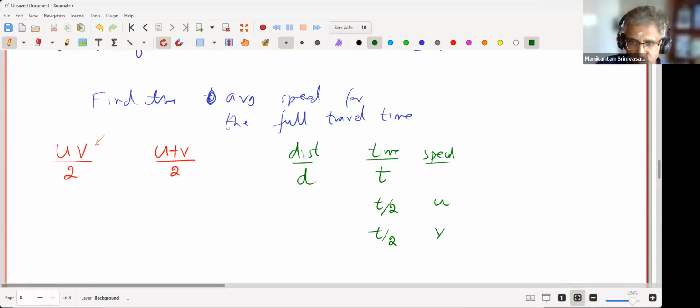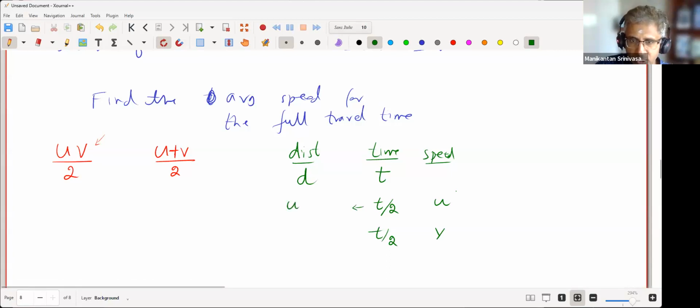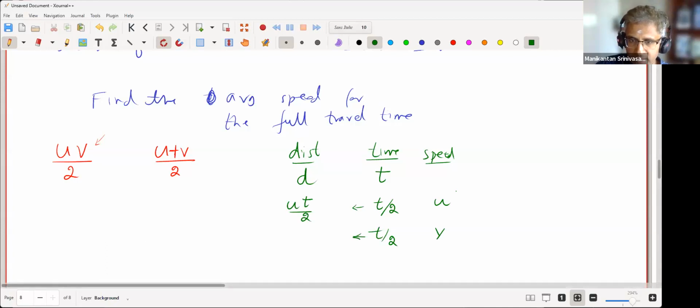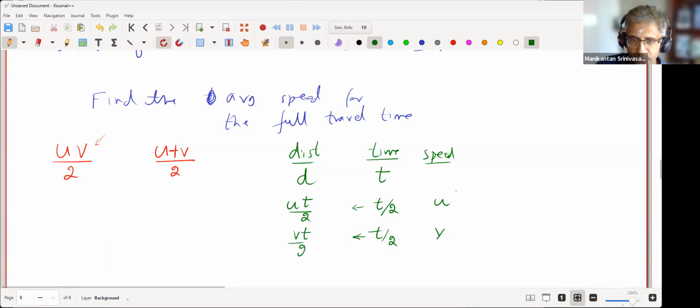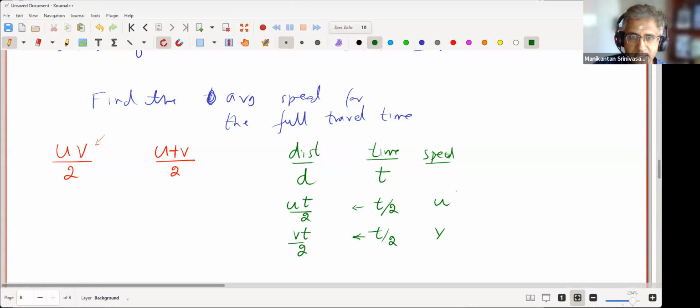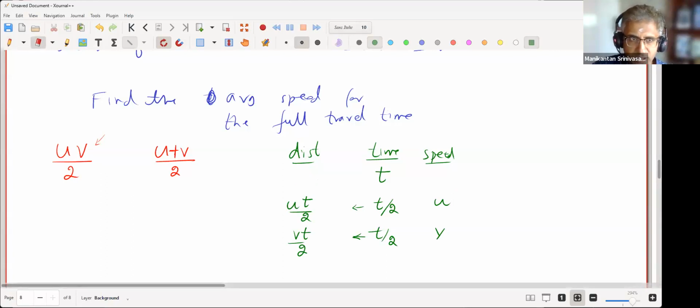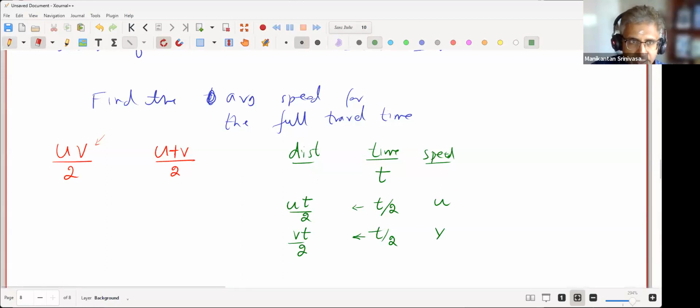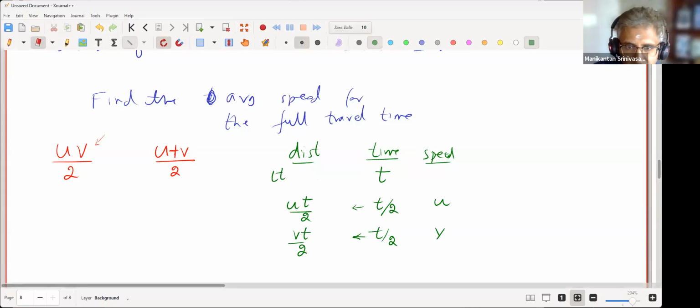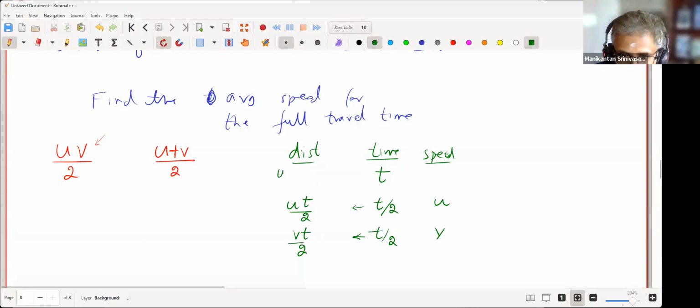Now, what is distance? Distance is time into speed. So for this journey, the distance was u into t by 2. For this journey, the distance covered was v into t by 2. Therefore, the total distance covered was nothing but the sum of the two distances. So I can replace this d with ut by 2 plus vt by 2.